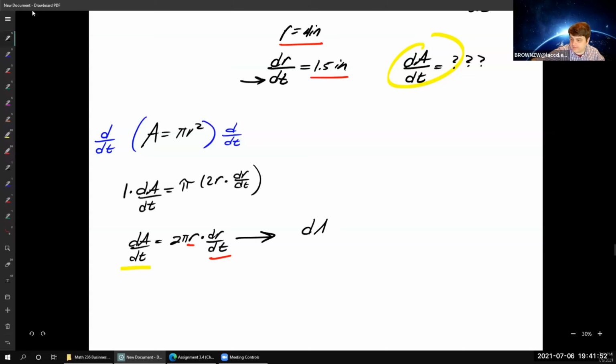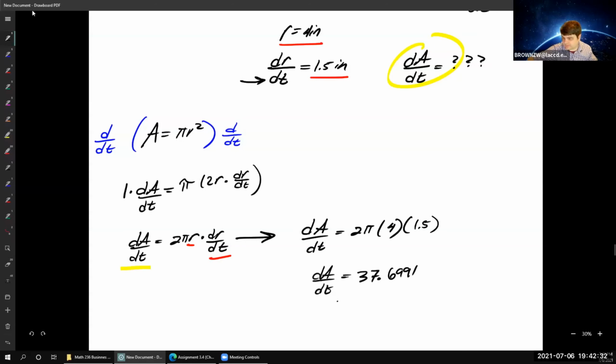So this tells me that dA dt is 2 pi. r here is 4 inches. And dr dt is 1.5. So we're just going to throw that into a calculator: 2 times pi times 4 times 1.5 gives us 37.699. So we'll say dA dt in this case is 37.7.